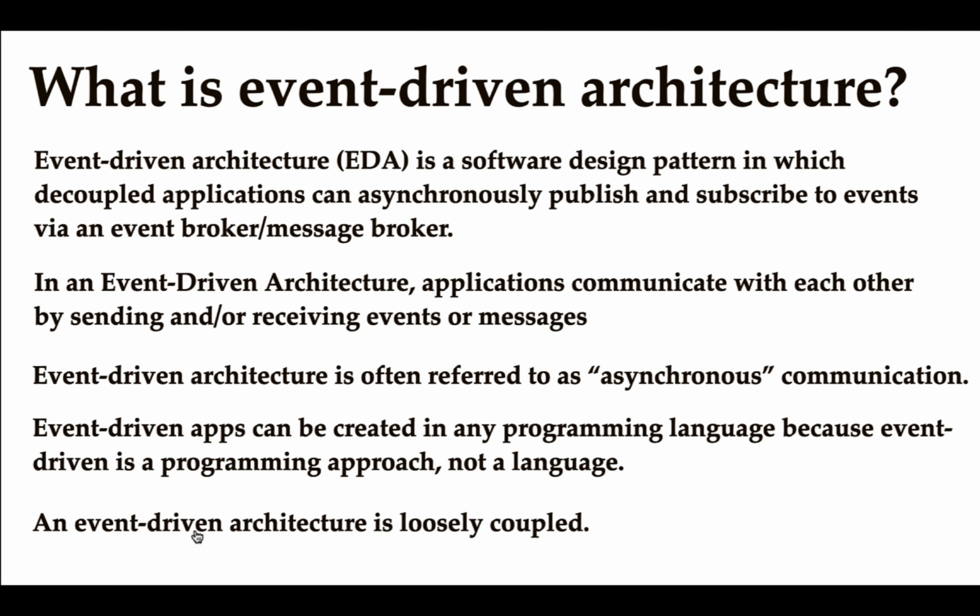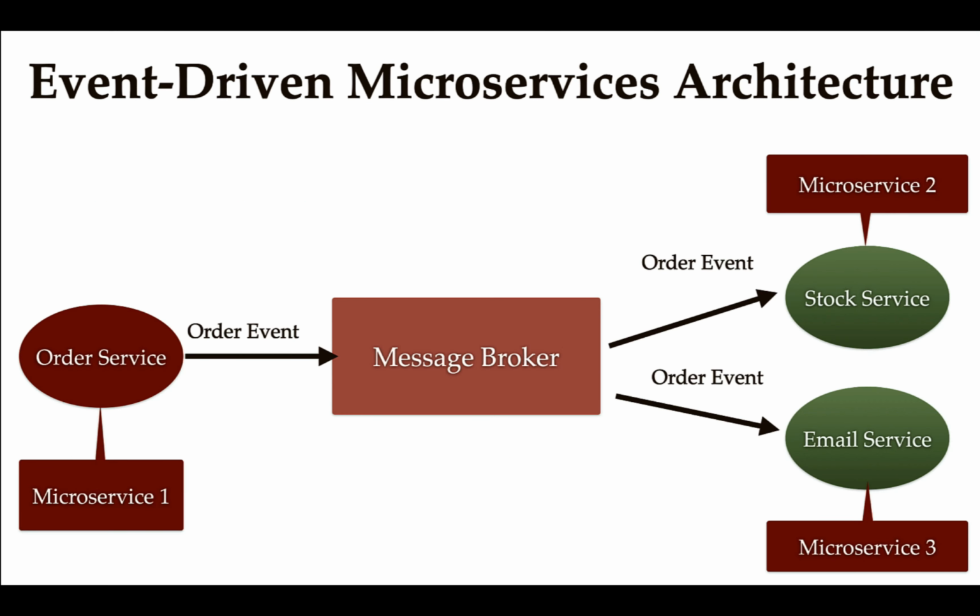Well, an event-driven architecture is loosely coupled. For example, consider our event-driven microservice architecture here. In this architecture, we have three microservices: order service, stock service, and email service. All these three microservices are independent of each other. It means all these three microservices are loosely coupled. Okay, so order service, you don't have to know about stock service or email service. Order service just has to send a message or event to the message broker. That's it. You don't have to know about the consumers.